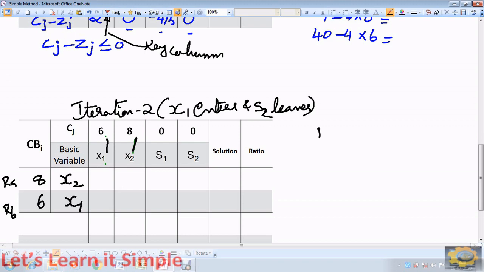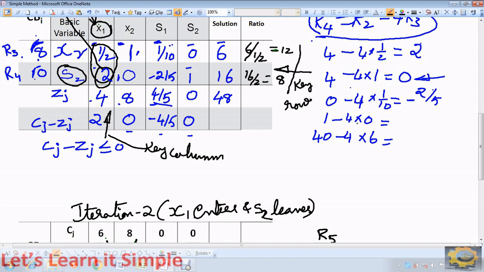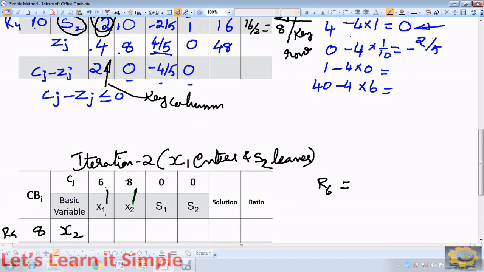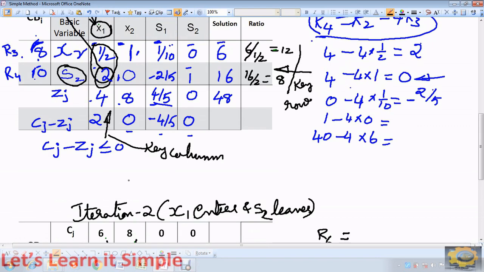Now in the row 6, we need to make this as 1. So this is the pivot element. Okay, how can that be done?